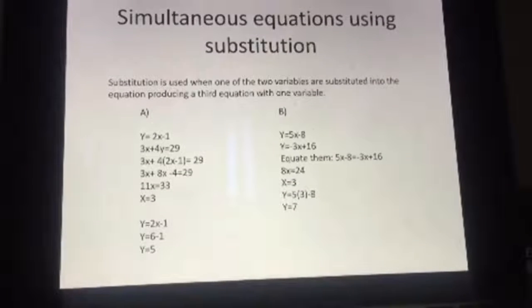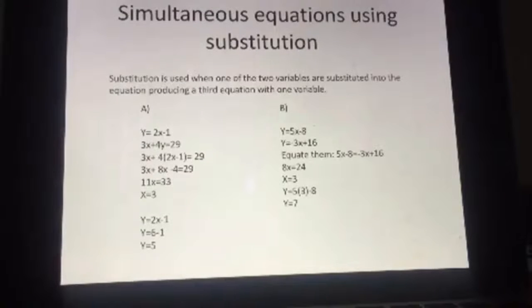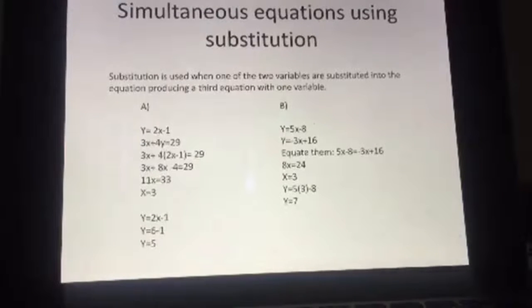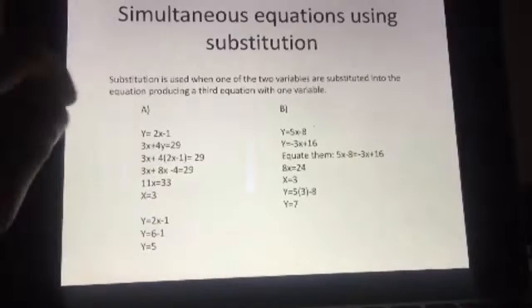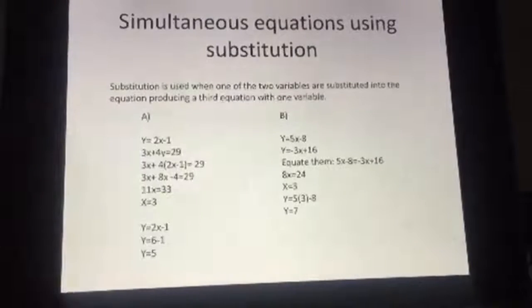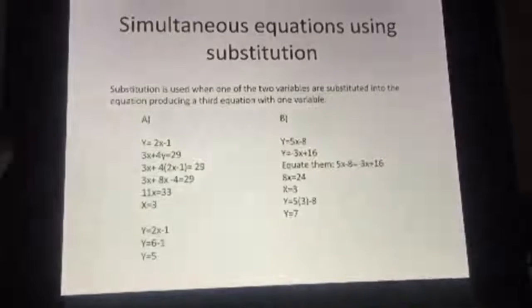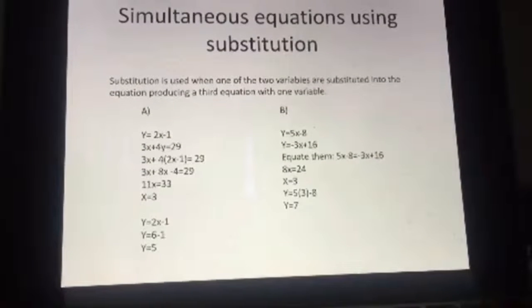And our second example, which is a little harder, is y is equal to 5x take 8 and y is equal to negative 3x plus 16. So you may ask, what do we do? Since both of them are equal to y, you equate them, meaning that it is put in this form. 5x take 8 is equal to negative 3x plus 16.